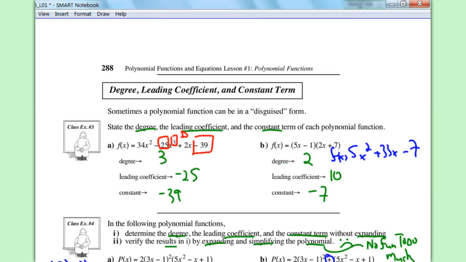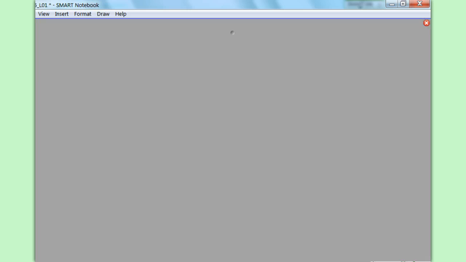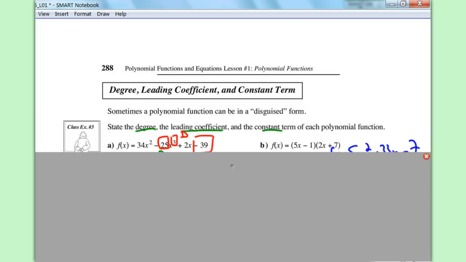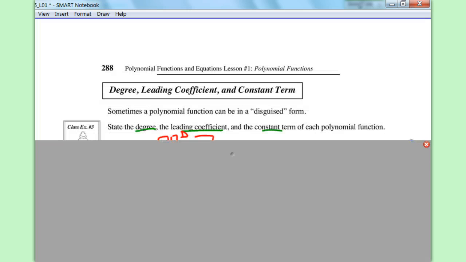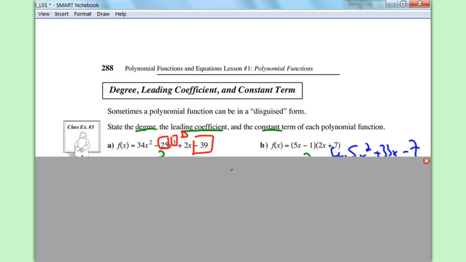And then the next thing we are considering is classifying, because sometimes a polynomial is in disguised form. We want to state the degree, the leading coefficient, and the constant term of each. Again, make the words make sense. I want you to try and then come back to see whether it makes sense.